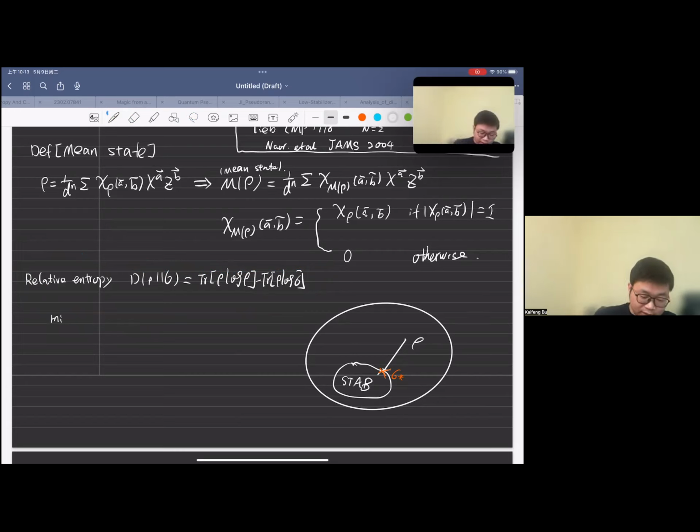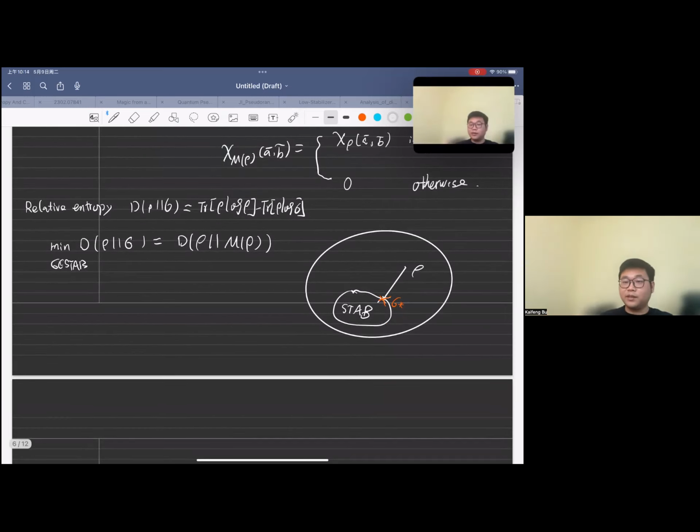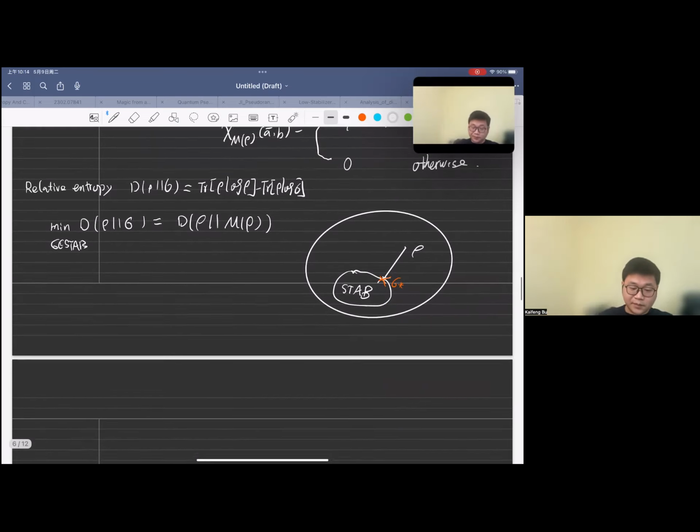Then we find that the distance of the given state to the set of stabilized states is attained when sigma is M rho. So the mean state is the closest stabilized state to the given quantum state rho with respect to the relative entropy distance. Later I will also show that this is not only the closest state to rho with respect to relative entropy, but also the limit state. In the quantum central limit theorem, if we repeat the convolution again and again, it will converge to M rho.